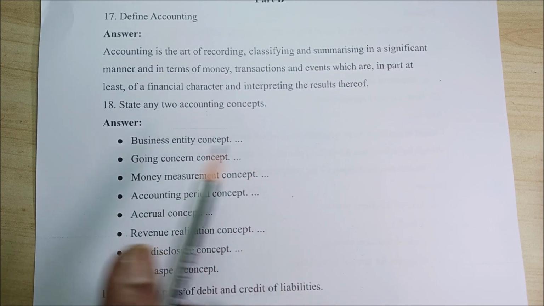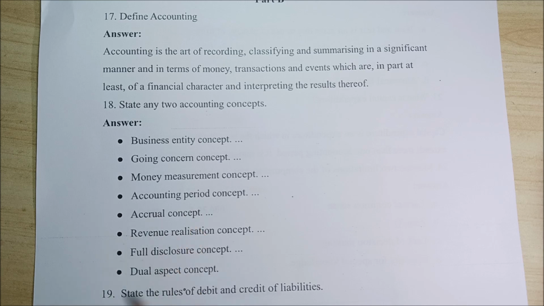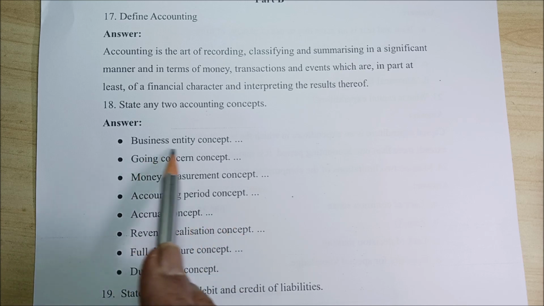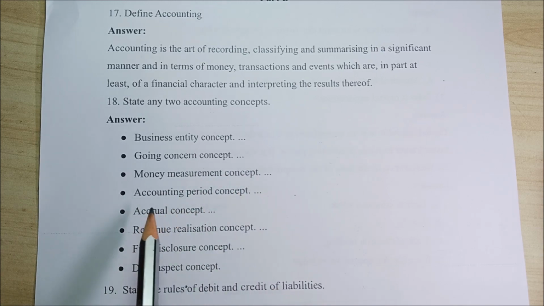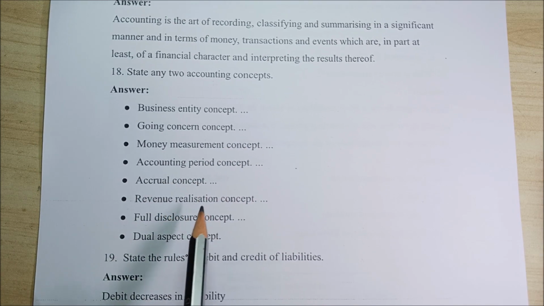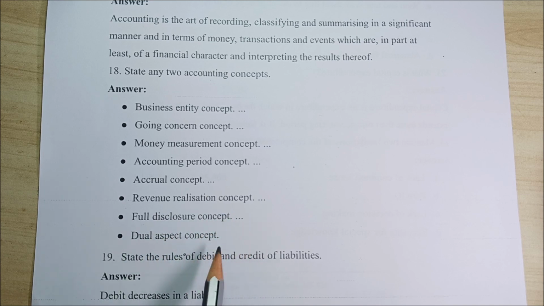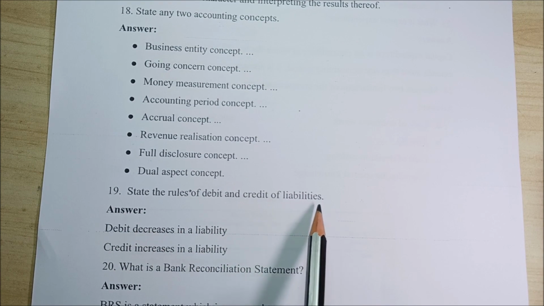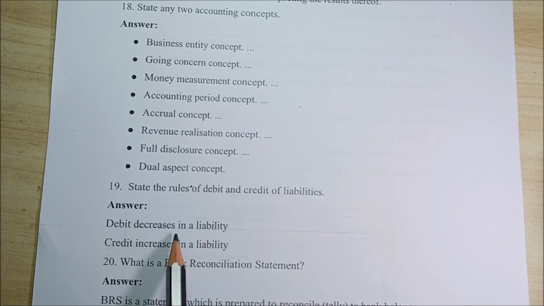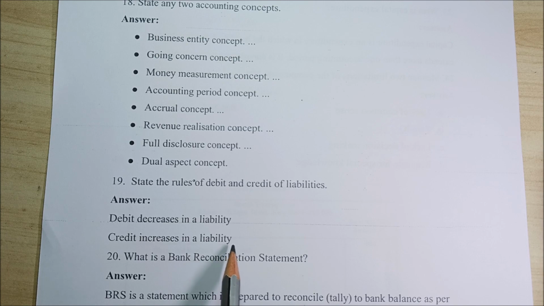Then second question, 18th question, state any 2 accounting concepts. I have given so many concepts, you can remember any 2 and write it. Business entity concept, going concern concept, money measurement concept, accounting period concept, accrual concept, revenue realization concept, full disclosure concept, dual aspect concept. You write any 2, right? Next, state the rules of debit and credit of liabilities. This is American system. Debit decreases the liability, credit increases a liability.